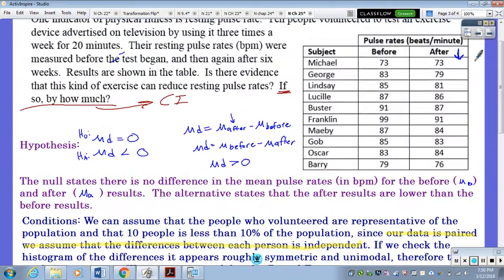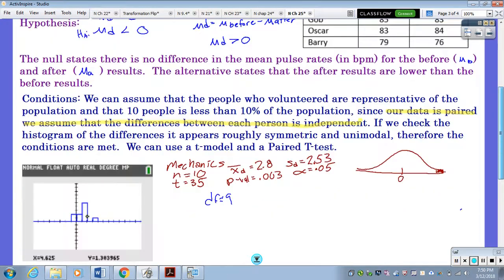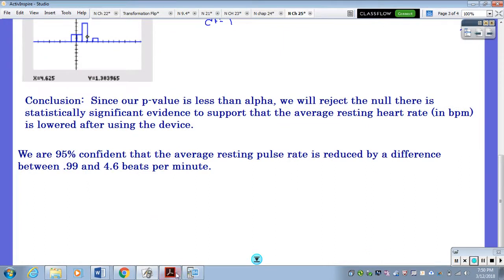And then for the confidence interval, if so, by how much? That's where we just run the confidence interval. Again, we run it as a t interval, and then just do it on that list 3.